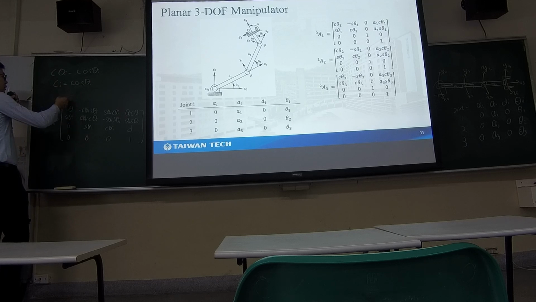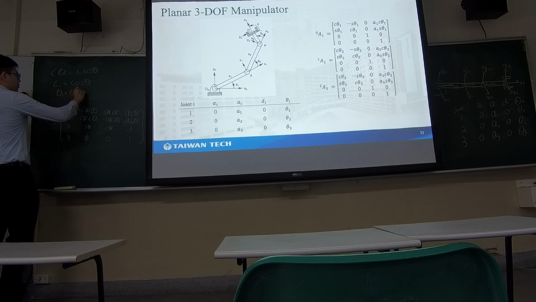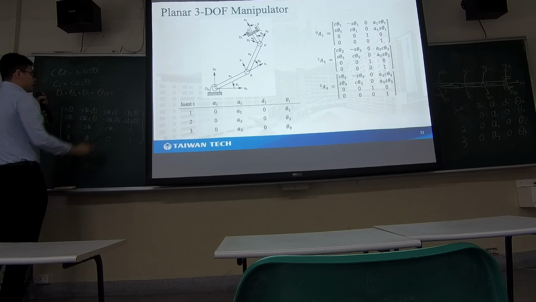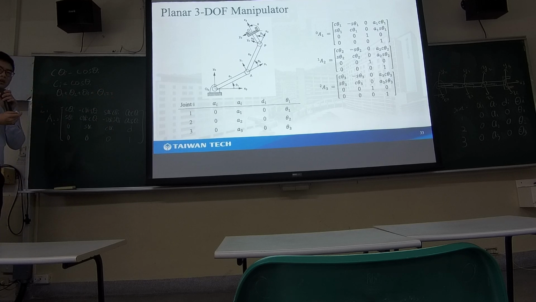And usually, if you want to have theta 1 plus theta 2 plus theta 3, you can write it as theta 1 2 3. But this short form you need to indicate in your papers or in your exam papers. You need to indicate how you shorten the form, or how you abbreviate these functions. So all these are acceptable.